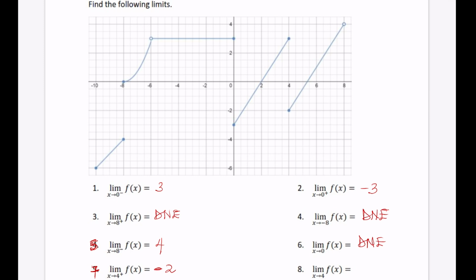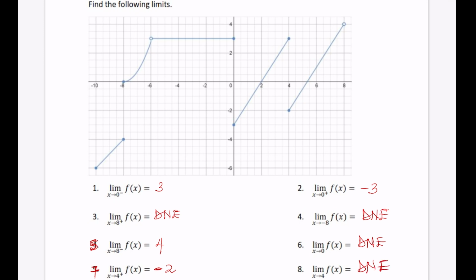And question 8, we want to find the limit of f of x as x approaches 4. We already have the answer to the limit as x approaches 4 from the right. Let's find the answer to the limit as x approaches 4 from the left. So as we approach 4 from the left, we see that we have positive 3. Now this positive 3 is not equal to negative 2. Therefore, the limit of f of x as x approaches 4 does not exist.